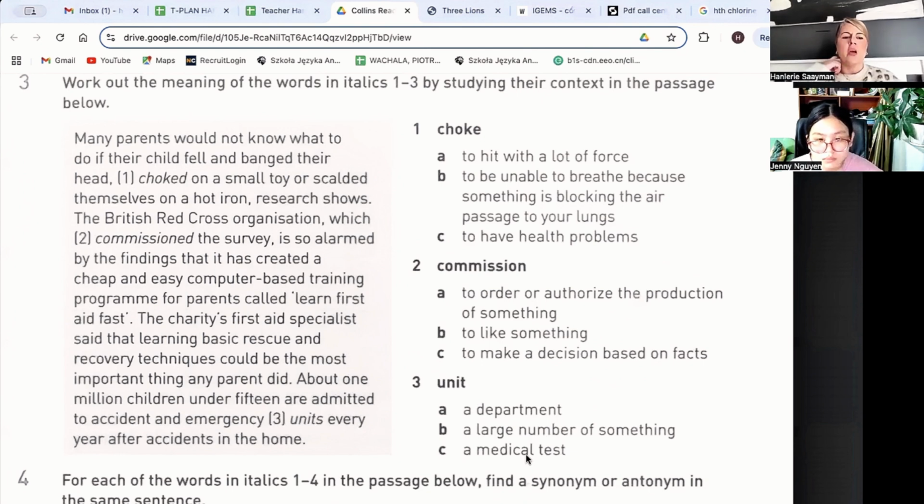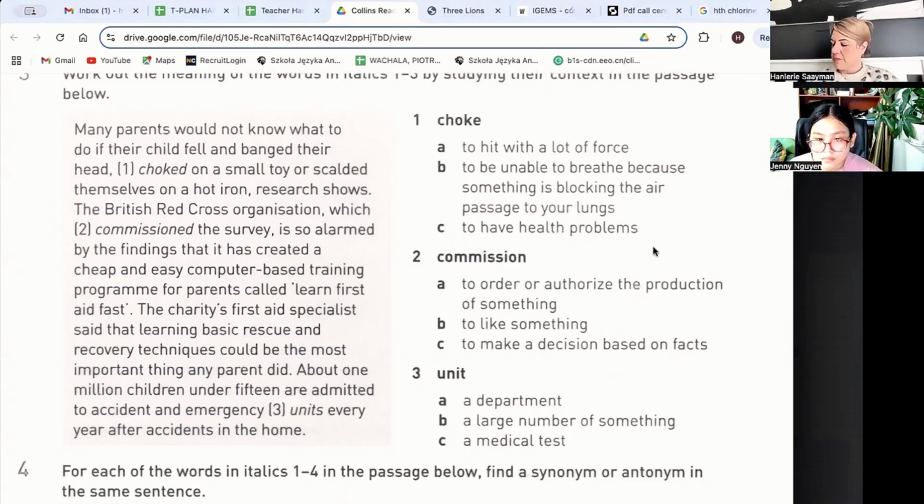Okay, now let's have a look at choke. So what does choke mean? To hit with a lot of force, to be unable to breathe because something is blocking the air passage to your lungs, or to have health problems. Which one would you say? A, B, or C? B. B, yeah. And what about commission? Is A.